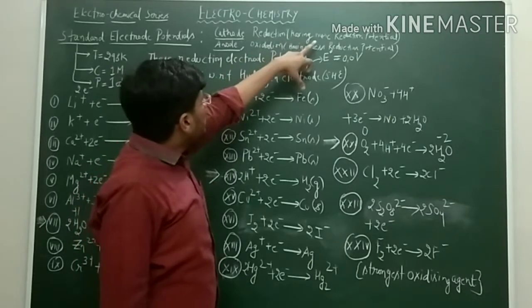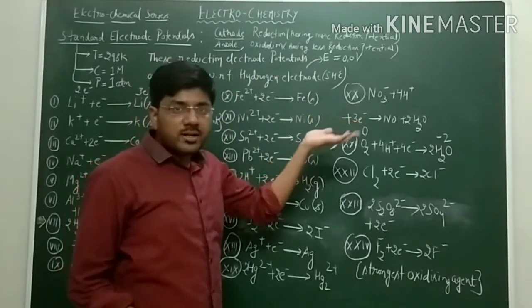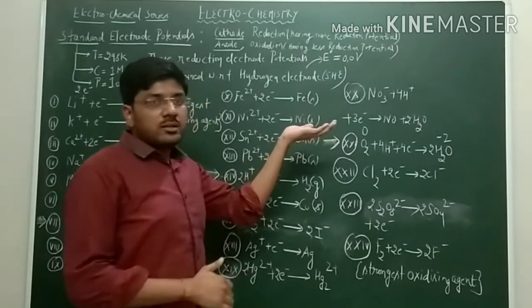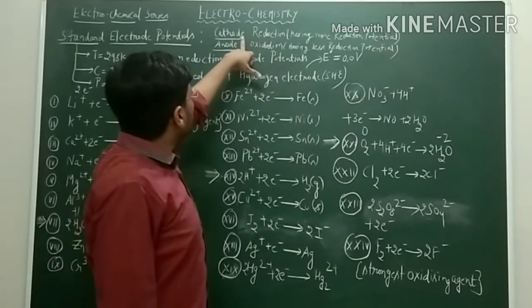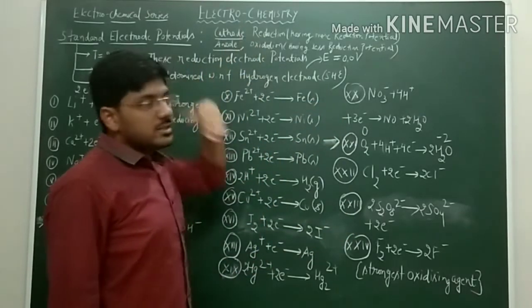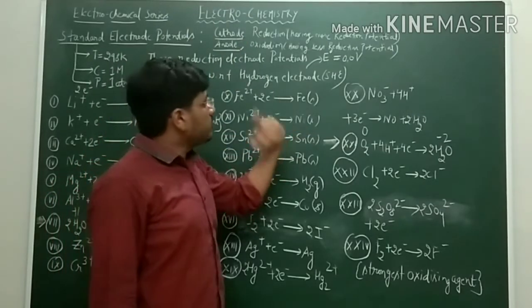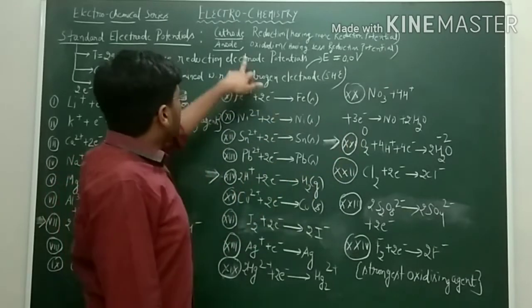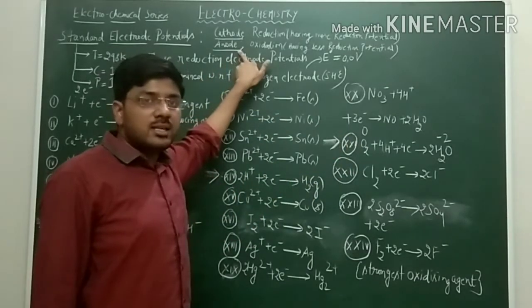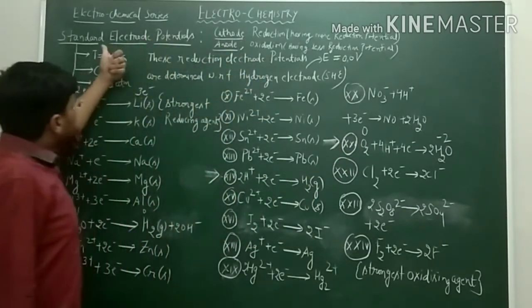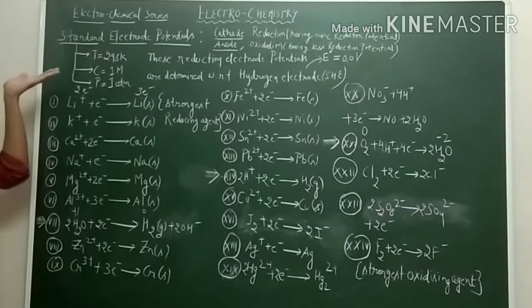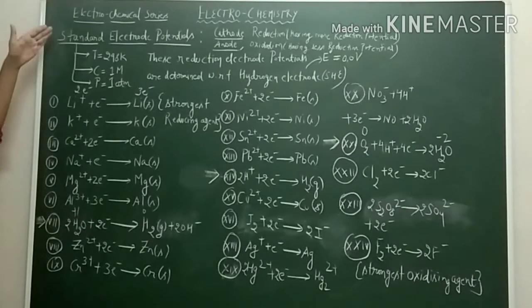Now, the species which has more reduction potential, meaning it has more tendency to undergo reduction, will go towards the cathode. The species which has lesser reduction potential, or we can say higher oxidation potential, will always tend to go towards the anode. All of these potentials fall in the category of standard electrode potentials.